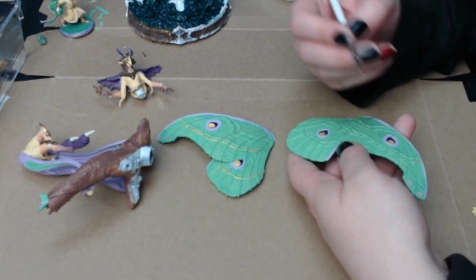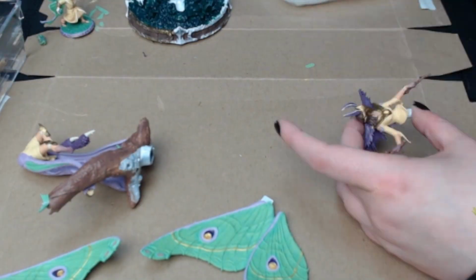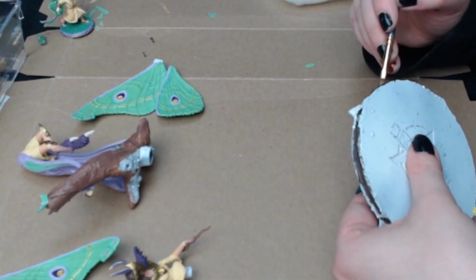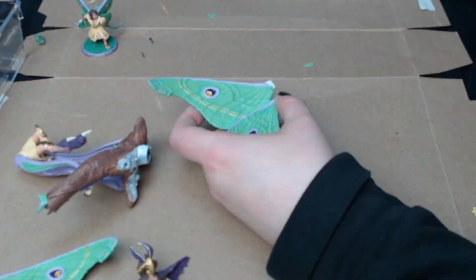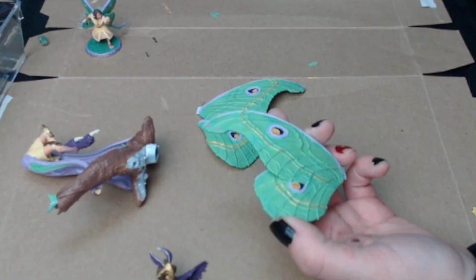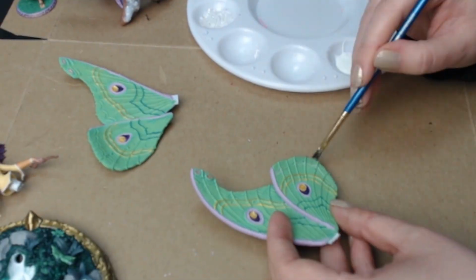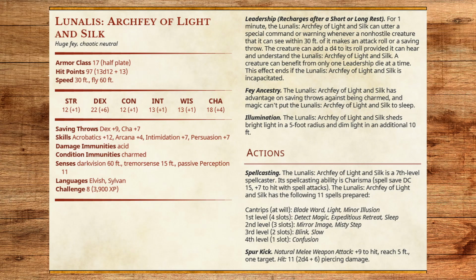But now we get to get into the really cool parts of the Luna Moth in its moth form. When these insects become moths, they have such brilliant, bright green, yellow wings, and that reflects light. It catches light, it reflects light. It actually makes them look a little bit more visible at night. And so we've given her illumination. Just a little bit of illumination. She sheds bright light in a 5-foot radius and dim light in a 10-foot radius.